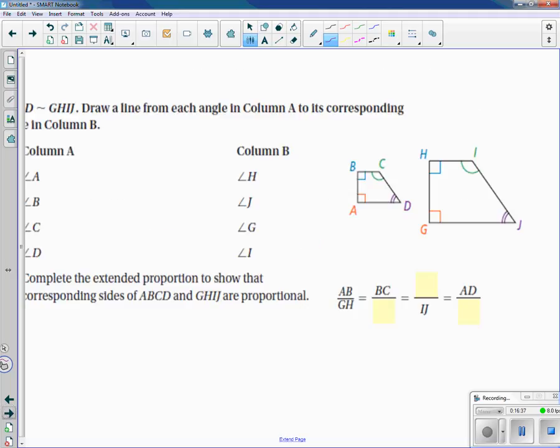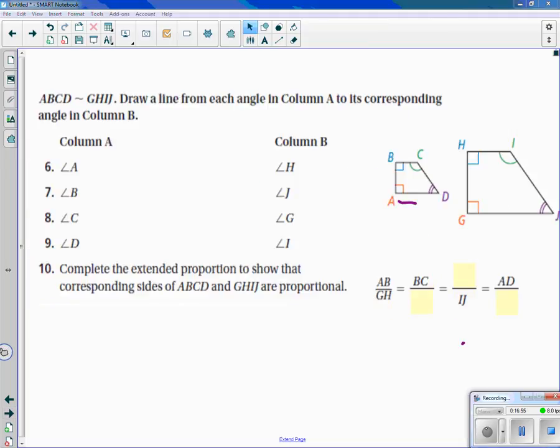Now, here we go. Draw a line from each angle in column A that corresponds with the angle in column B. That's all I'm going to say. Angle A corresponds with angle G. Not only do they both have right angles, if you look at the similarity statement, they're both the first letter for each figure.